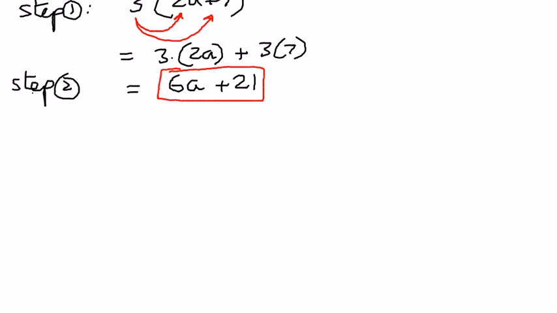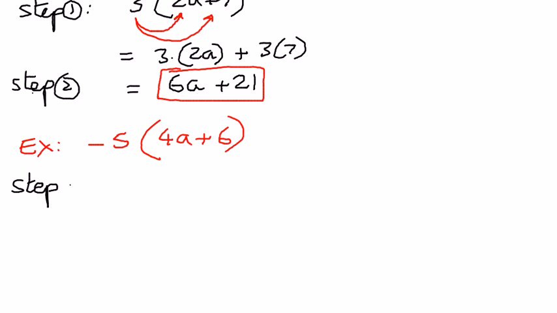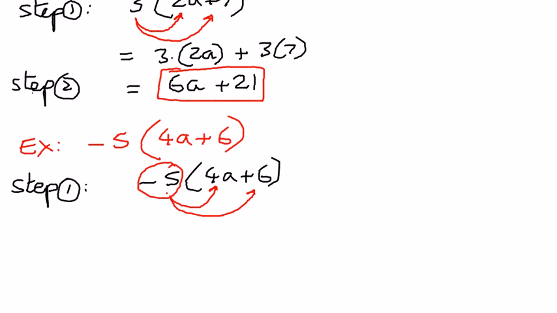Let's take another example. In this example, let's say we want to simplify -5 times 4a plus 6. Simple example. So what do we need to do? We'll write it down in these different steps. -5 times 4a plus 6. We have the -5, the term -5 which is outside of the parentheses. We're going to take that and then distribute it to every one of the terms inside the parentheses. And how do we do that? We'll write that as step 2 and simplify the process.